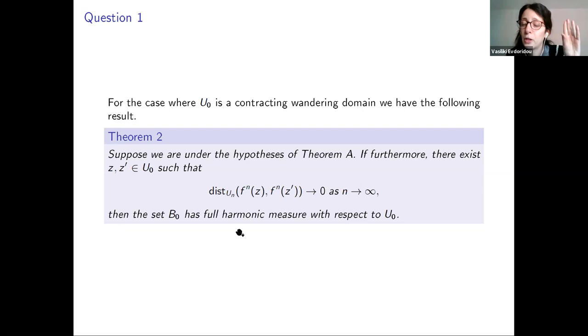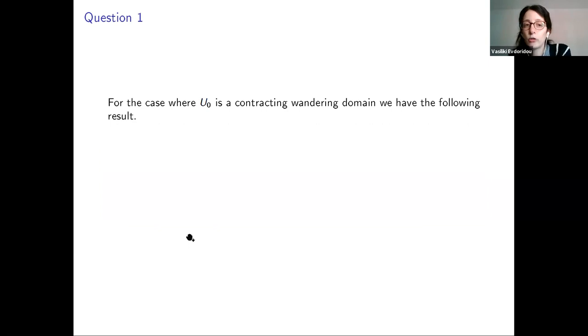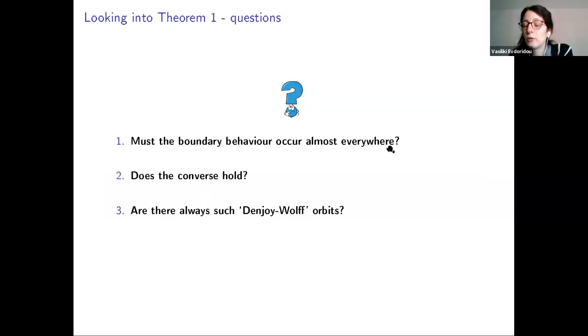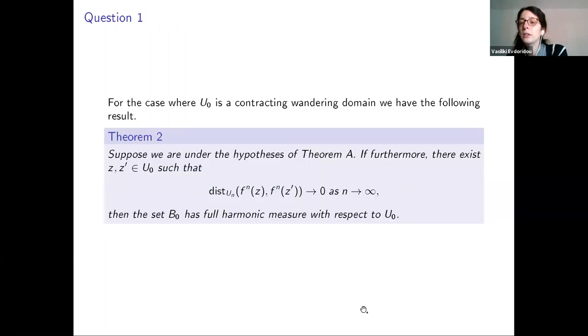So we have the hypothesis of theorem one, and we also have that U naught is contracting, and we deduce that B naught has full harmonic measure with respect to U naught. Now, question one was if the boundary behavior occurs almost everywhere. So if we have the setup of theorem one, and on top of that, we assume that our wandering domain is contracting, then we can say that yes, it's true that almost all points on the boundary of U naught have the same behavior, which means that they have orbits converging to zeta n.